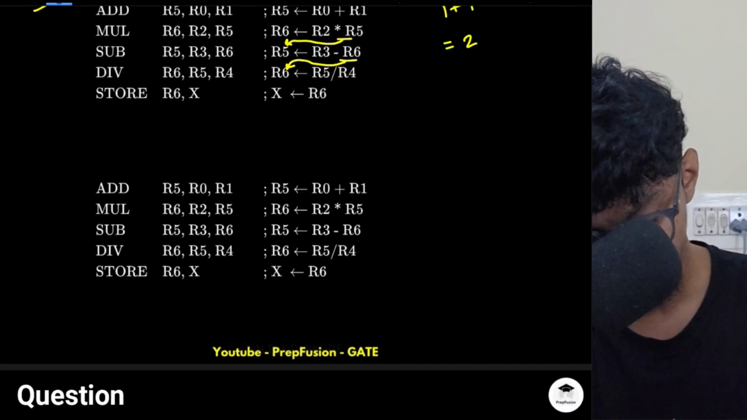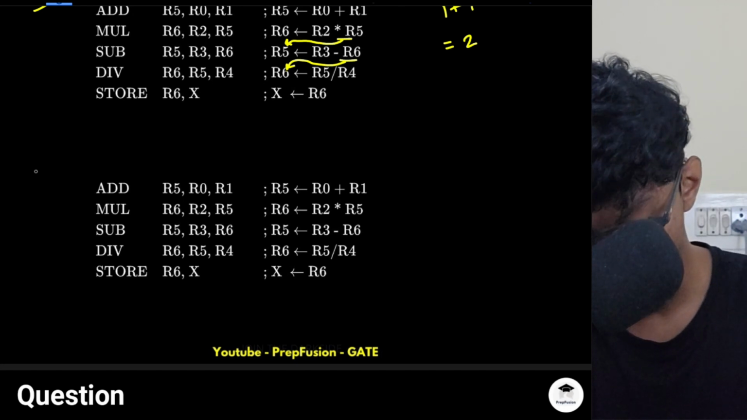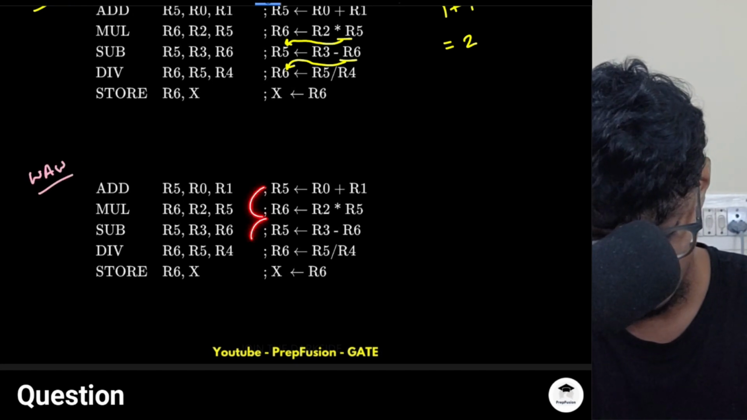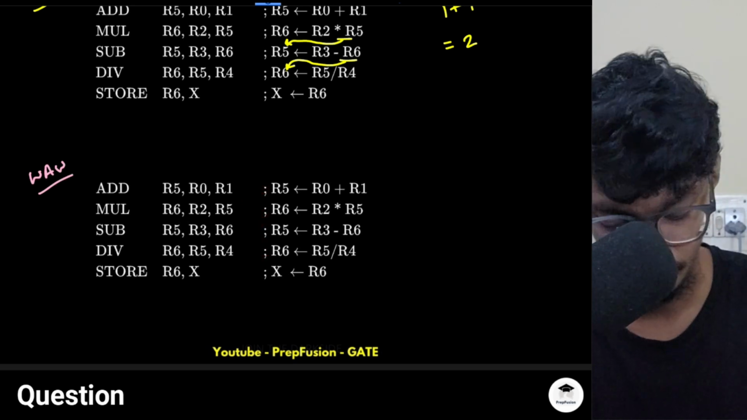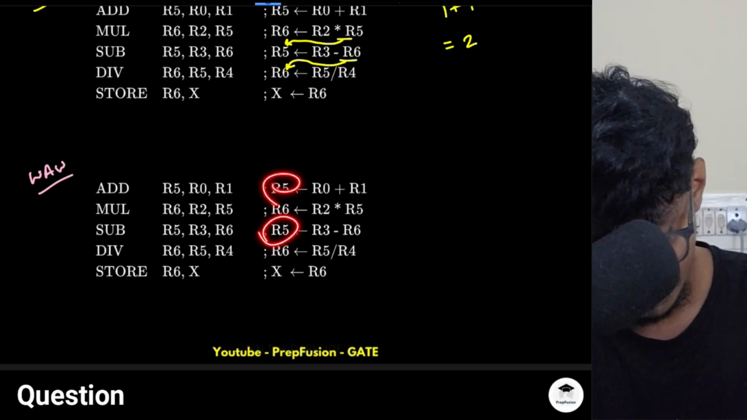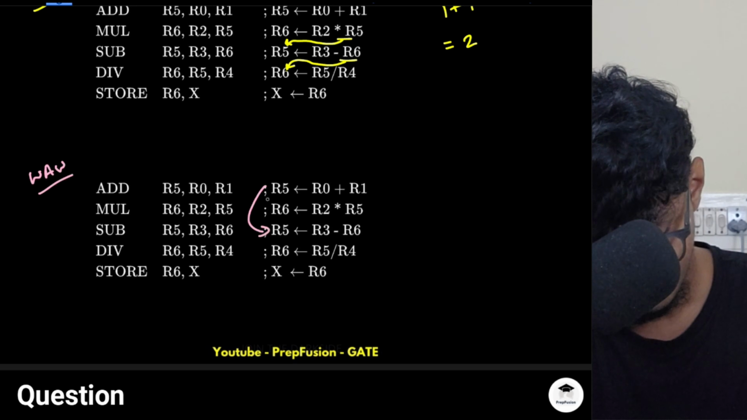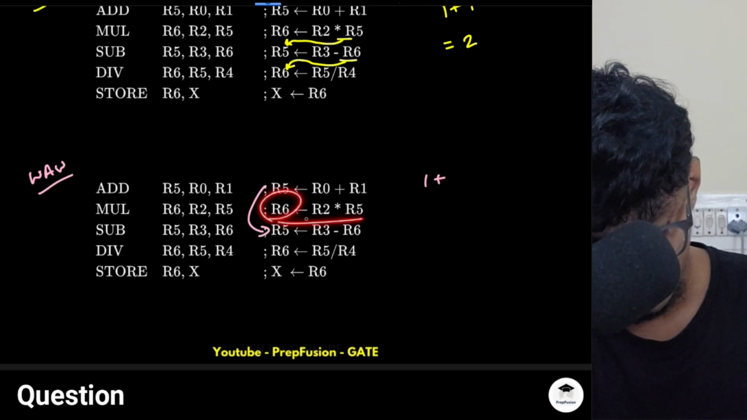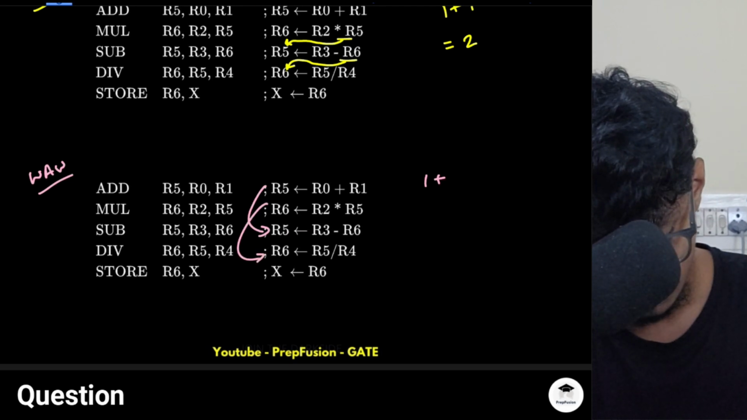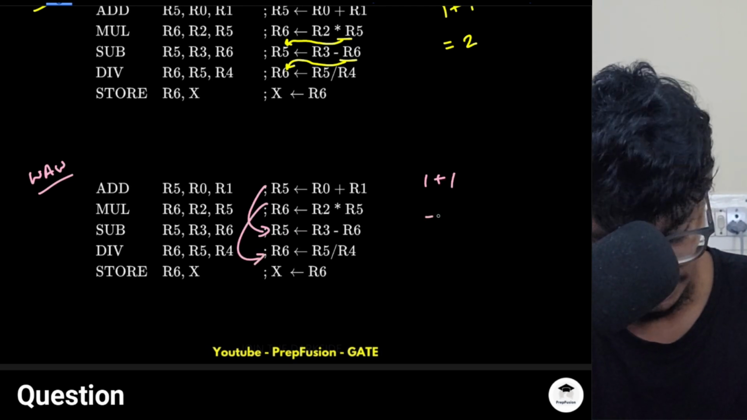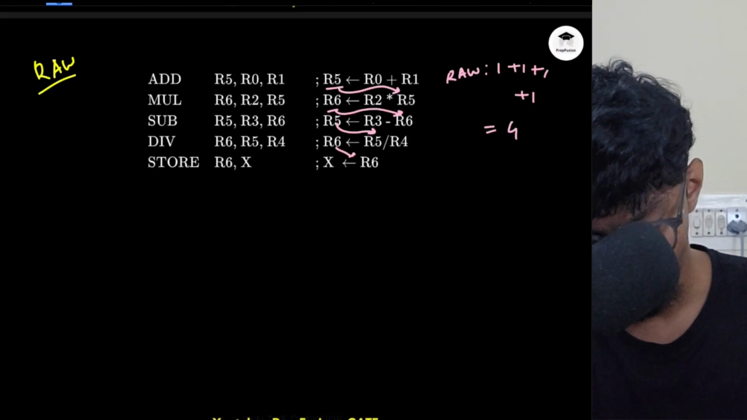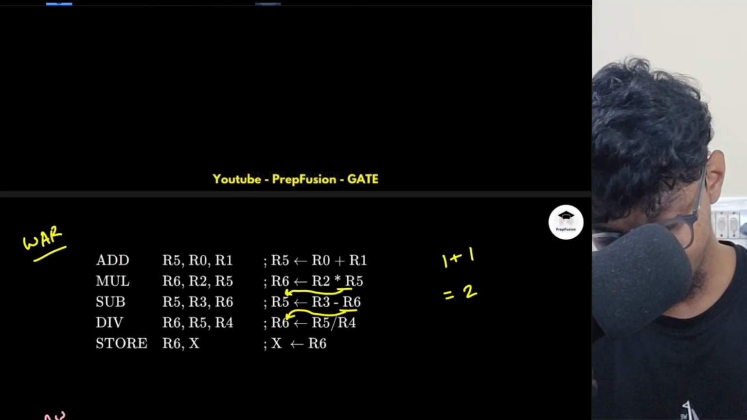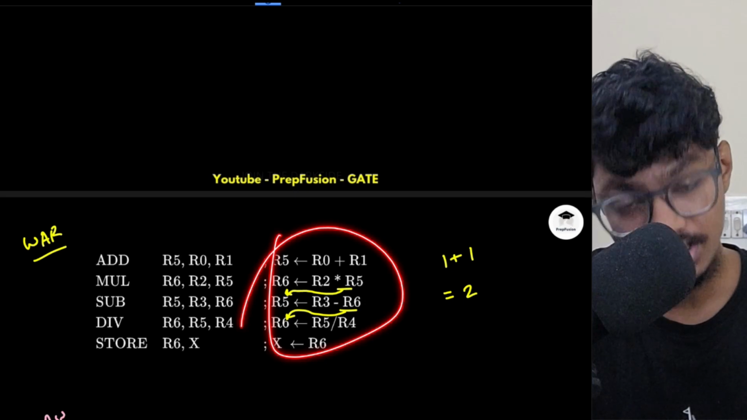And here also, for WAW type dependency, what will happen? The arrow will be something like this. So I'm writing after write. Here I'm writing R5, and again here I'm writing R5. So it is a WAW type dependency. Again, here I'm writing on R6, and again here I'm writing on R6. So again it is a WAW type dependency. Total I have 2. So 4 and 2, option B will be correct. Pretty simple. I hope you understand. Just whatever is written, that you need to identify in the instructions.